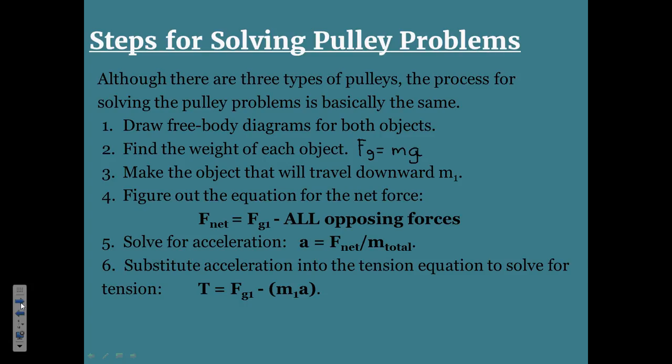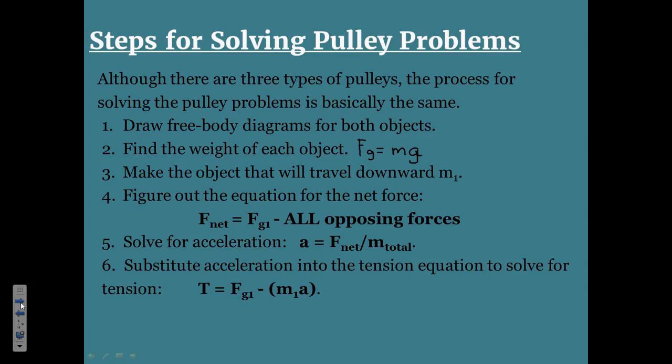Step 3, make the object that will travel downward M1. You're going to have two objects, so two masses. One of them you're going to label M1, the other one is M2. It stands for the mass. Step 4, you need to figure out the equation for the net force. The net force is going to equal the Fg1 minus all the opposing forces. Step 5, solve for acceleration. A equals F net divided by the M total. Note that M total means the mass of both objects added together.